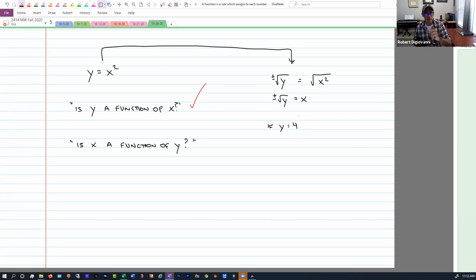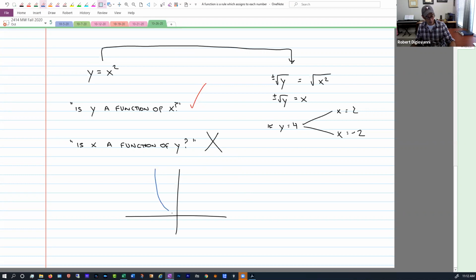That means you had an input that went to 2 different places. If y is 4, it's going to tell you that x is either 2 or x is negative 2. See, that's not going to work, right? That's not a function. That fails. Does that make sense?